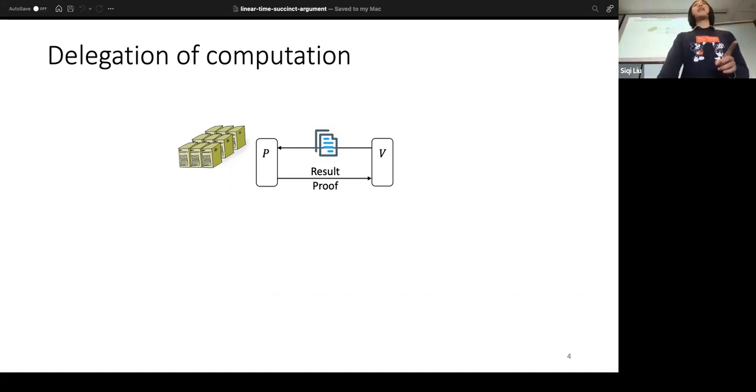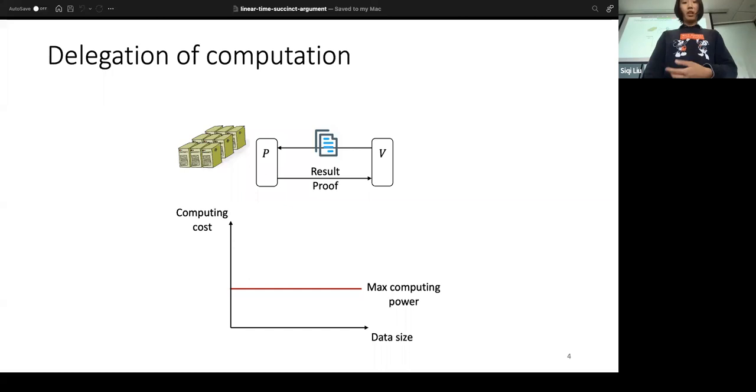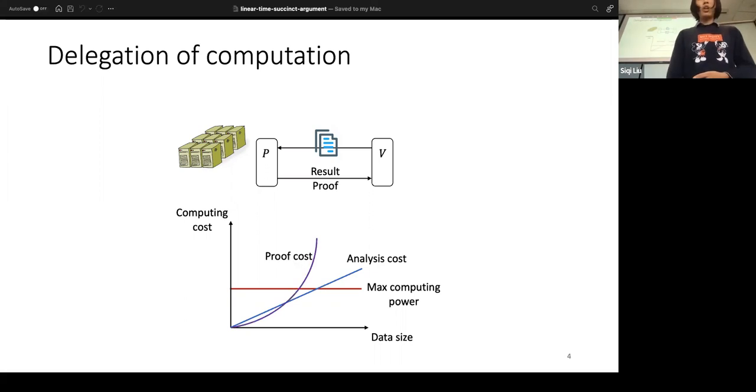Usually prover time is not something that people care about, but I want to explain a bit why we would want better prover time. Imagine this diagram. Let's say that the prover has some limit in its computation power. As the data size that it receives increases, the amount of computation it needs to do to analyze, the analysis cost, increases. Meanwhile, the cost of proving correctness of the computation also would potentially increase.